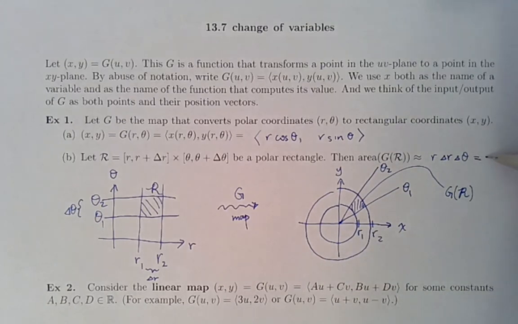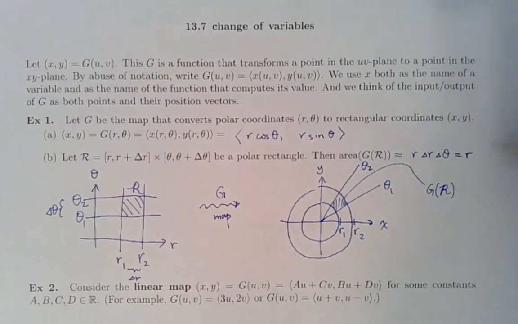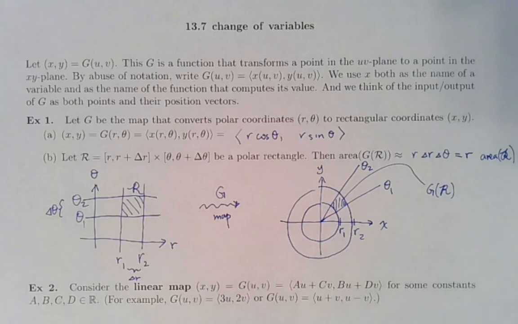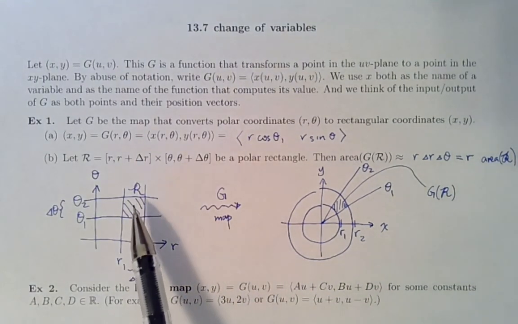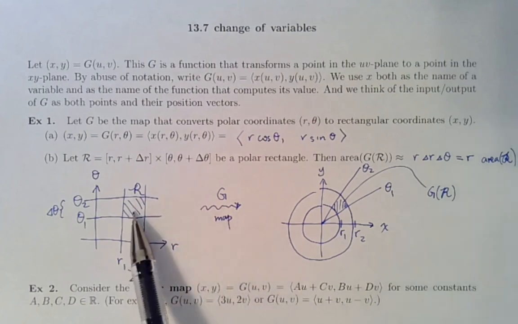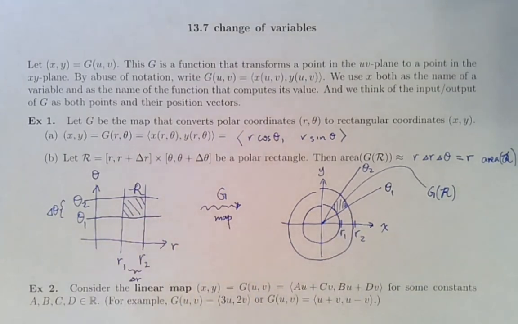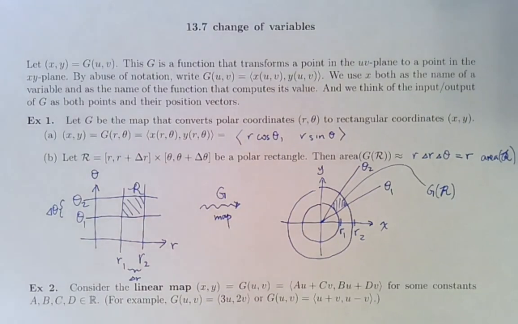It's convenient for me to also write this as r times the area of the original rectangle, delta r delta theta. You'll see why in a moment. Here, essentially think of it as if I have an area and then I map it over, then it's multiplied by a factor of little r. So that is our situation.